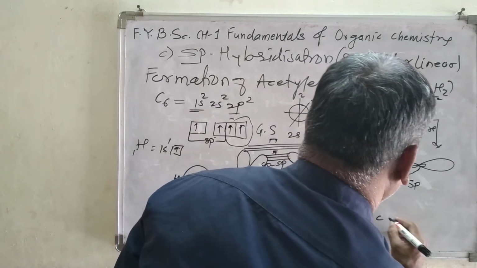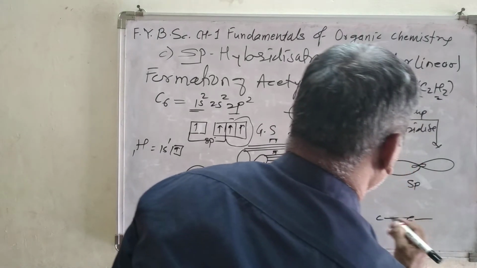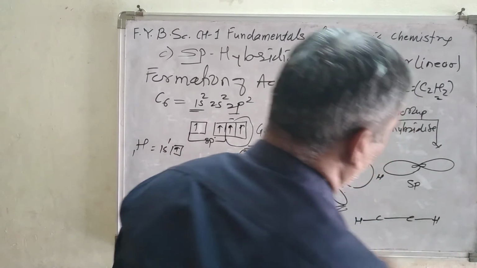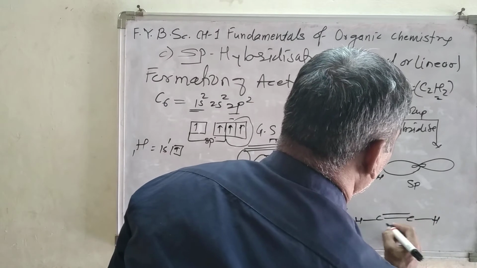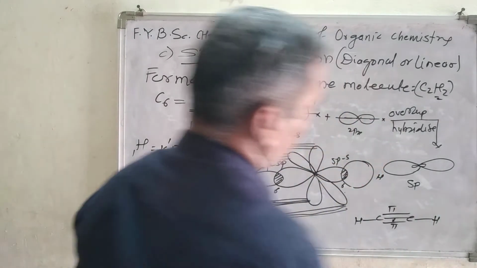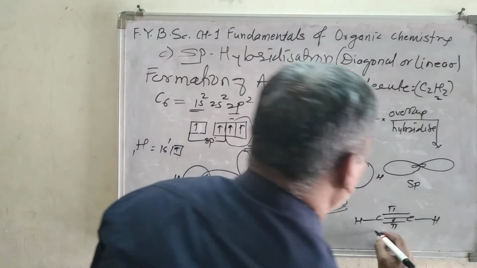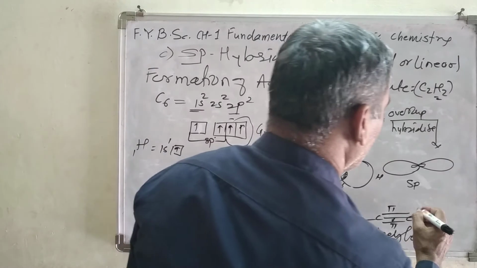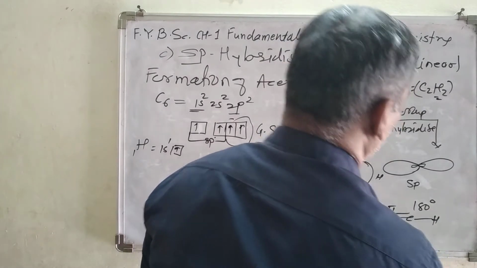Now how does this acetylene molecule look? This is a carbon atom, another carbon atom, and this is a hydrogen atom over here, another hydrogen atom, and one pi bond here, another pi bond, the middle one is a sigma bond. These are the pi bonds. This is the acetylene molecule, and the bond angle is found to be 180 degrees.